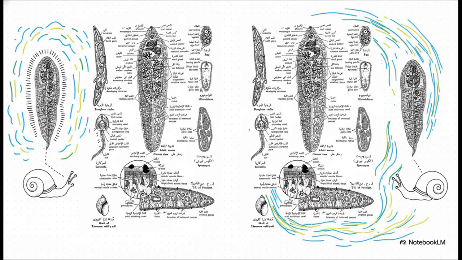Then, on the right, we have the cercaria. What's the first thing you notice? That big tail, right? That tail helps it swim through water to find its final host after it leaves the snail.